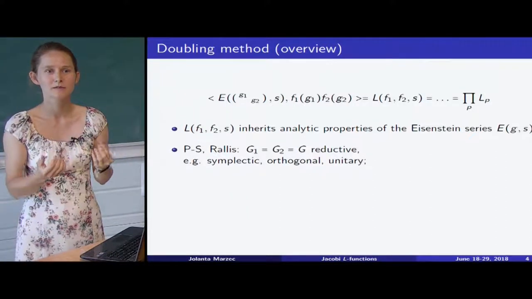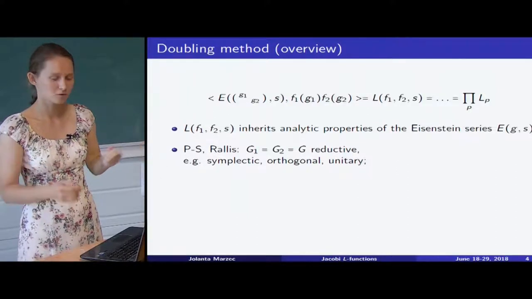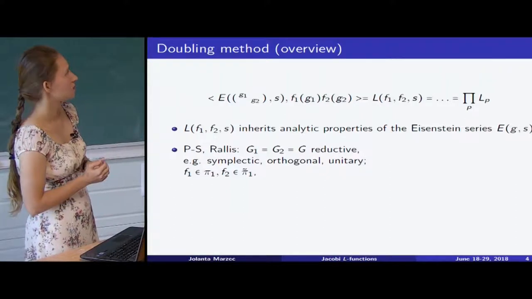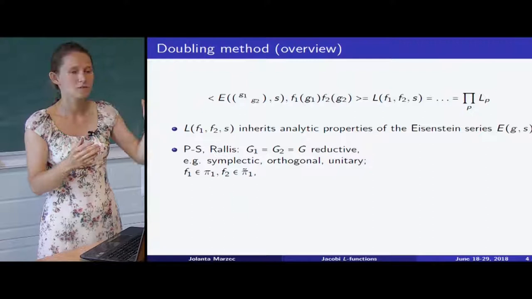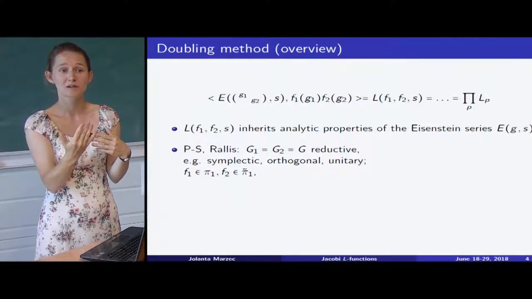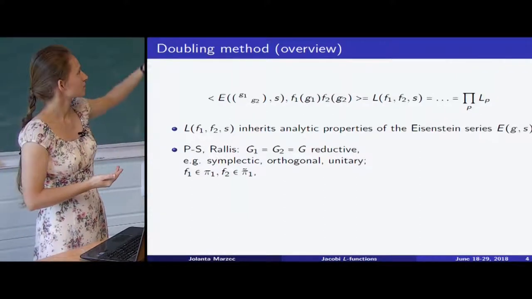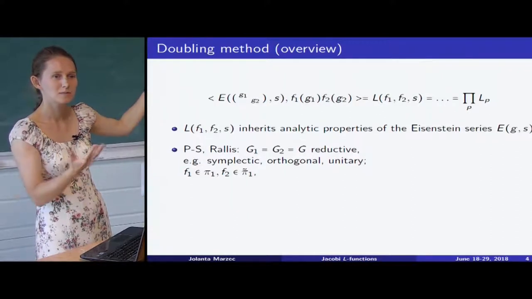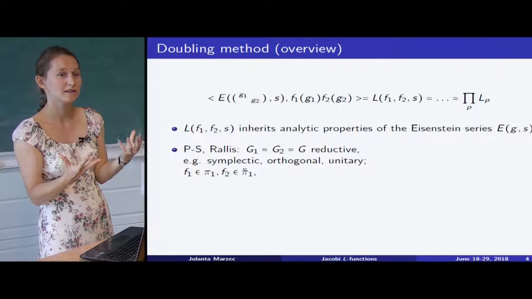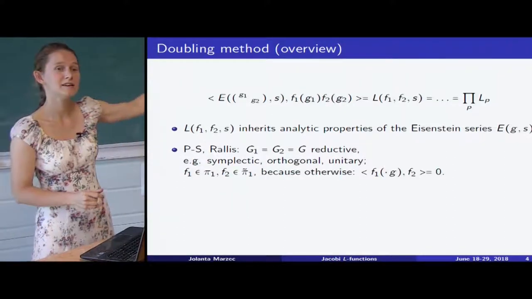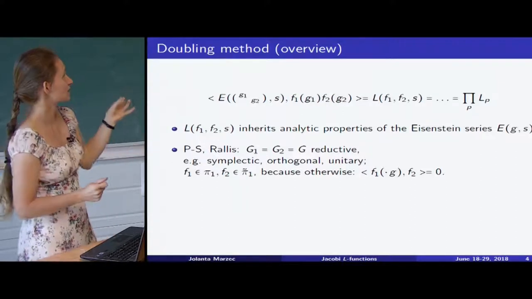Actually, originally, this method was applied by Piatetski-Shapiro and Rallis in the case when groups G1 and G2 were equal to a certain reductive group, for example, symplectic, orthogonal, unitary. And as you remember, whenever we speak of modular forms, or also automorphic forms, one can associate with them an automorphic representation. So if F1 would be associated to some representation pi 1, then it is actually necessary that the other cuspidal form against which we integrate has to be in the vector space of the associated representation, which is called the contragredient representation. This is because otherwise the inner product that we saw when we were evaluating this integral would be zero. So this is a necessary assumption.